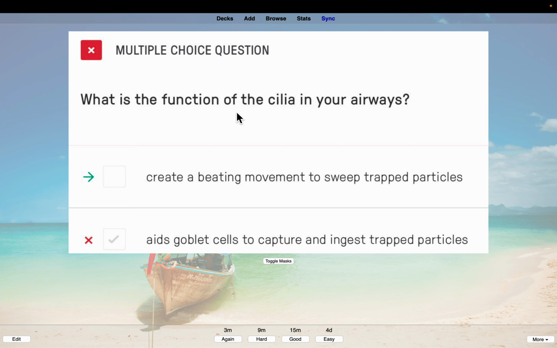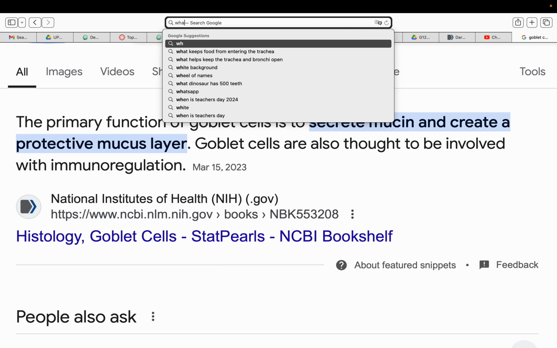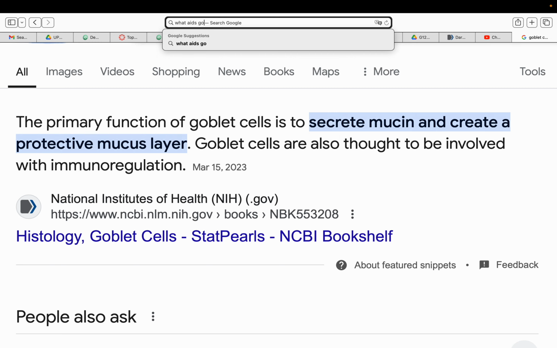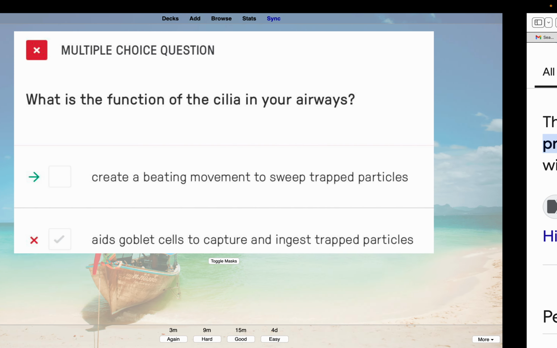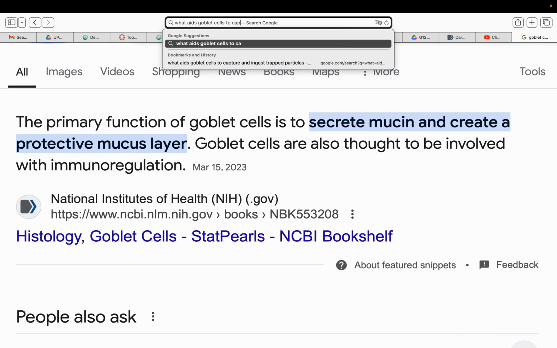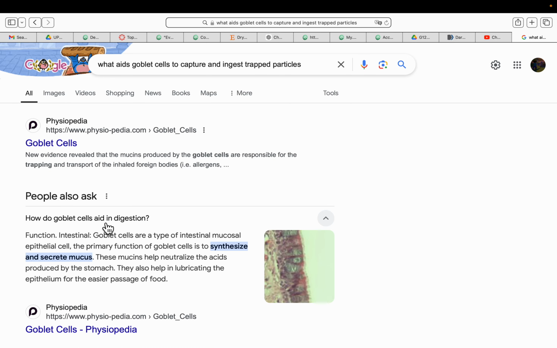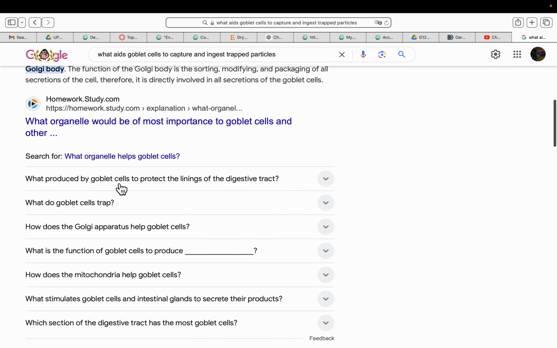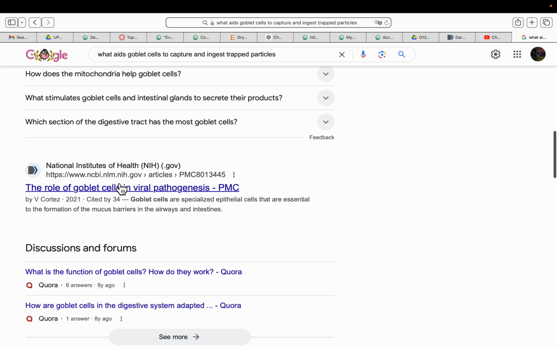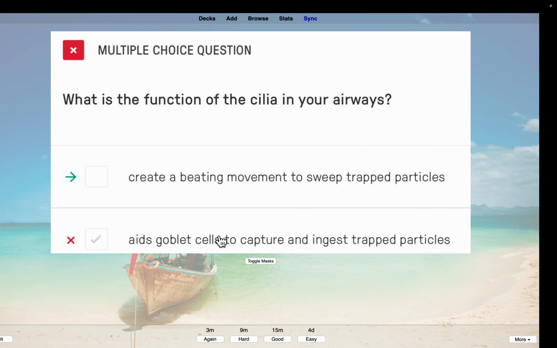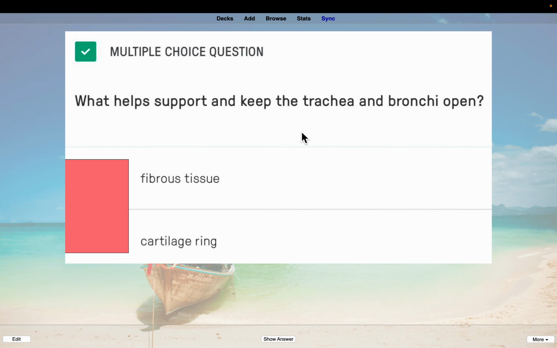So if it's not cilia that's responsible for doing this, what aids goblet cells to capture, ingest, and trap? Okay, it's clear that I've searched this before. So there's no direct answer. Screw it. Let's just move on.